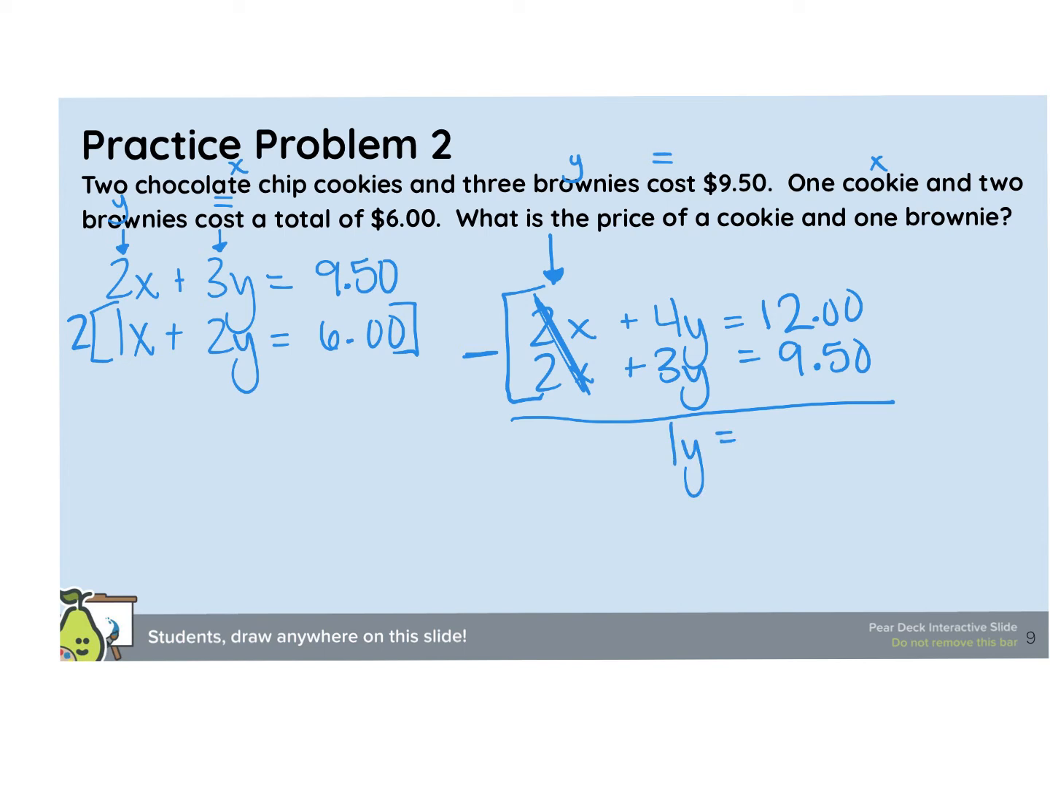And then I need to do $12 minus $9.50. So this becomes 11. This becomes 100. So this is 50. And then 2. So 1Y. What is a Y? A brownie. So 1 brownie is $2.50.